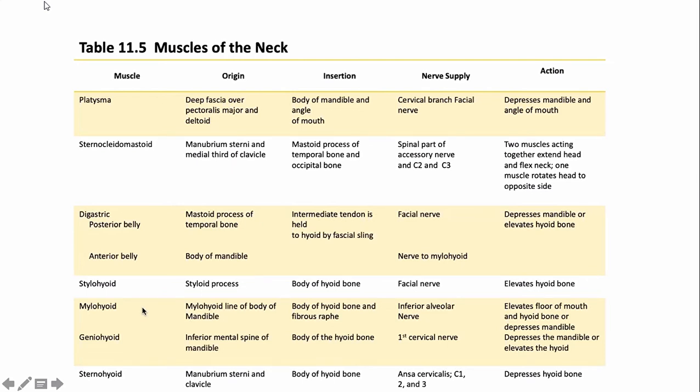The mylohyoid muscle originates from the mylohyoid line of the body of the mandible, and it is inserted into the body of the hyoid bone and the fibrous raphe in the midline. The nerve supply is from the inferior alveolar nerve. The action of the muscle is to elevate the floor of the mouth and the hyoid bone, or to depress the mandible.